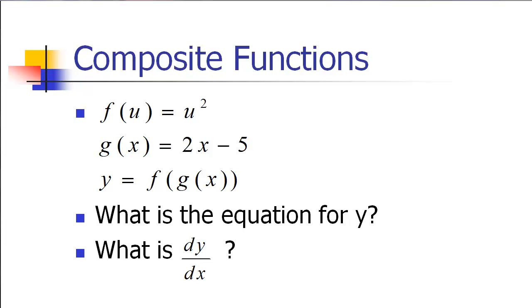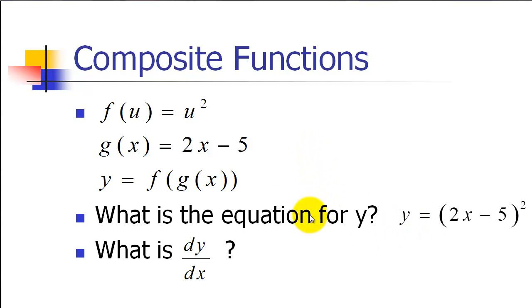I've shown a simple example of a composite function here. So we have two functions, function f and g. F of u is defined here as u squared, and g of x is this linear function. And if we create a third function here, y, which is the composite of f and g, read as f of g of x, if we substitute for g of x, we've got 2x minus 5, so we're finding f of 2x minus 5. And if we substitute that expression in for the u, we get our function shown here. So this is the composite of those two functions.